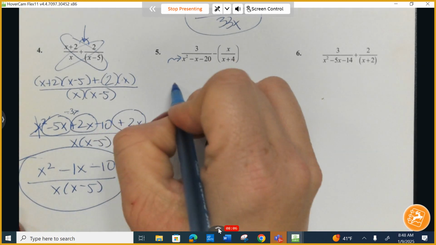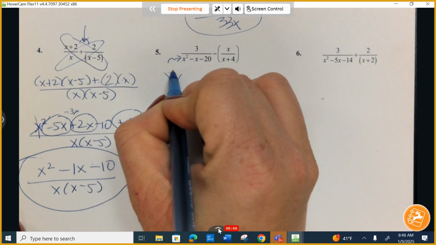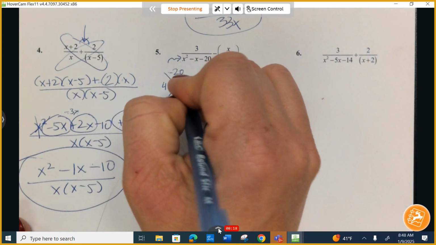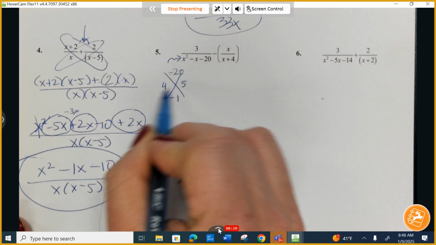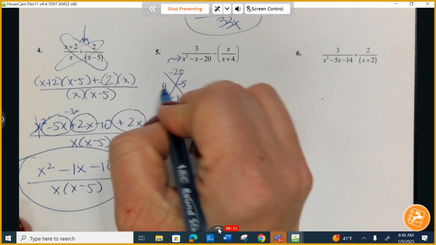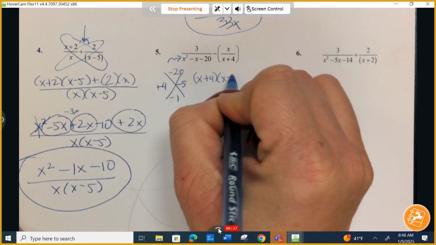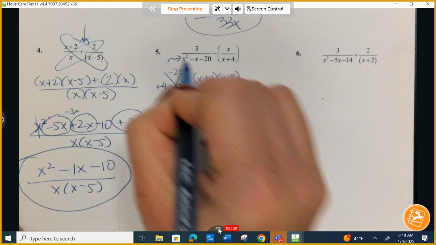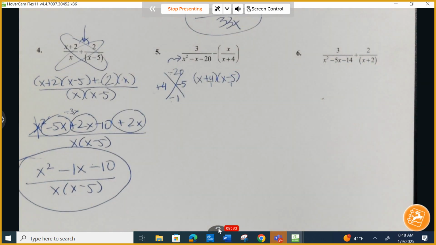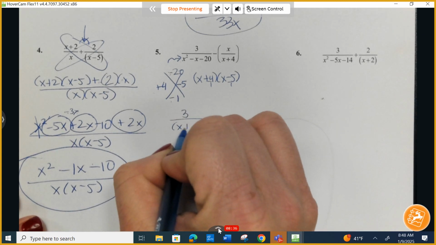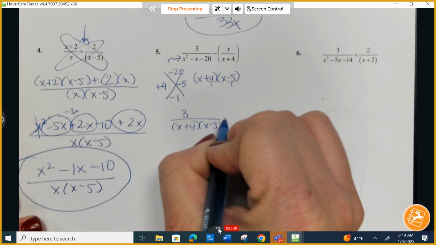Factor the denominator. Maybe it's not even factorable. My process is, are there two numbers that multiply to give me negative 20 and combine to give me negative 1? There is. 4 and 5. They're different signs, and the larger of the two will be negative. So I'm going to do bottoms up. I'm going to do x plus 4 and x minus 5, and then I have to divide by the hidden 1. Well, dividing by 1 doesn't change anything, so I still end up with 3 over x plus 4 and x minus 5.